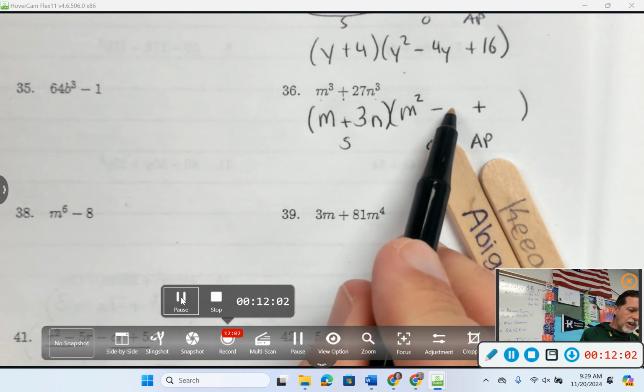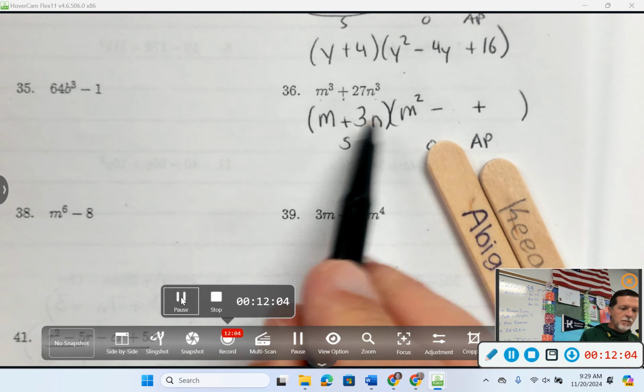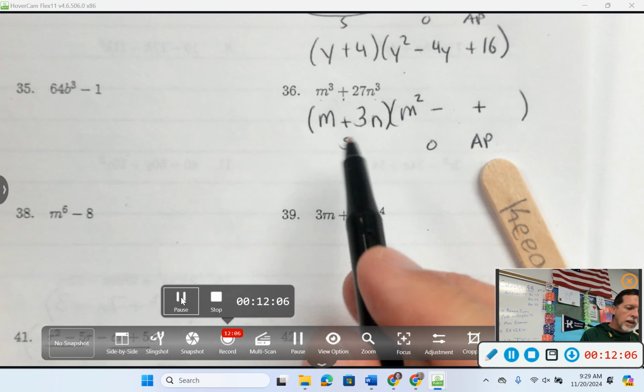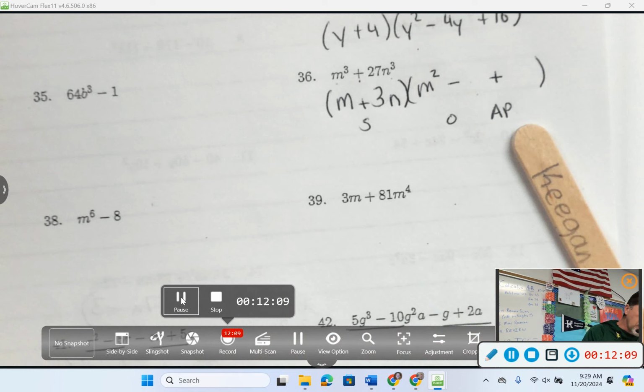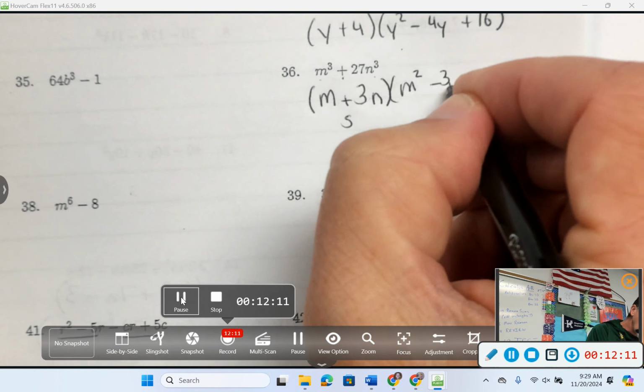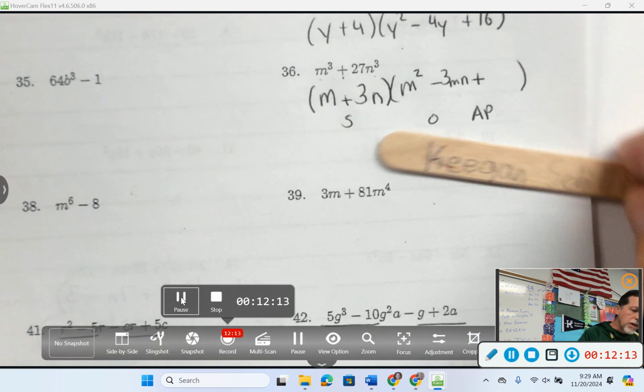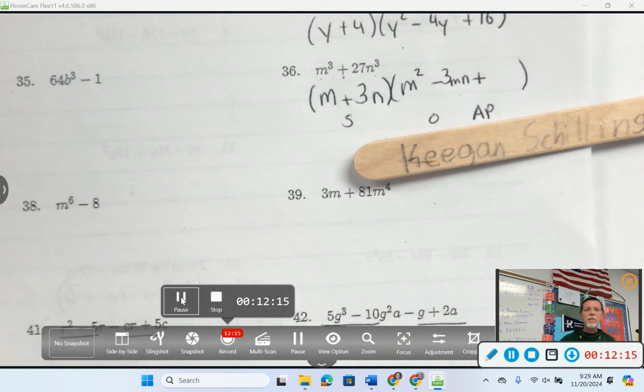Abigail, what's going to go in the second spot? 3mn. Just multiply the two together. And we're not worried about signs because SOAP took care of the signs for us. 3mn. Didn't leave much room there. Keegan, how about in the last spot?